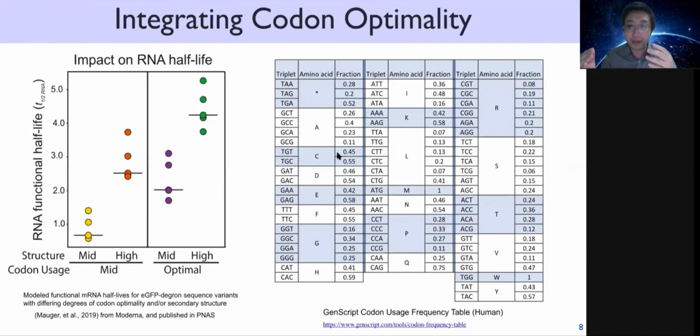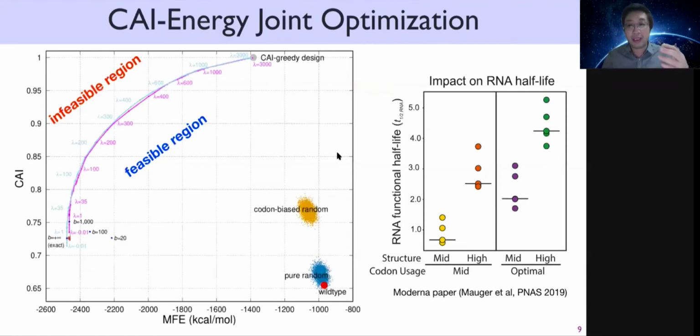The other half of the story is that the Moderna paper also shows that codon optimality is equally important, if not more important. So you need to be good in both. You need to choose very frequent codons and also be good in energy. So we successfully integrated codon optimality, or CAI, codon adaptation index, into the joint optimization. So we can do it together in the dynamic programming. And then we can do a two-dimensional optimization.